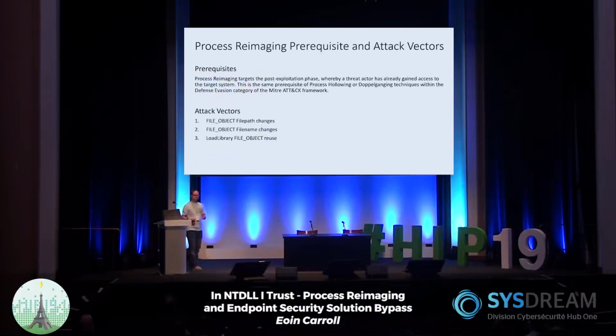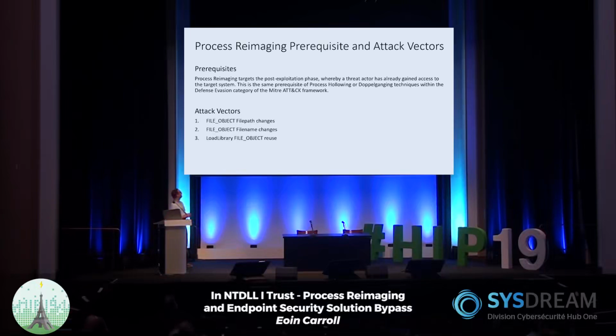So let's compare and contrast what they look like with process reimaging. Process reimaging has the exact same prerequisites as process hollowing or doppelganging. You need to have code execution on the box first, and then it's about evading detection. So they've already gained access to the machine and they've got code execution. Now there are 3 attack vectors or variants to process reimaging, and we'll see this later when we look under the hood, and also when we see the demo live.